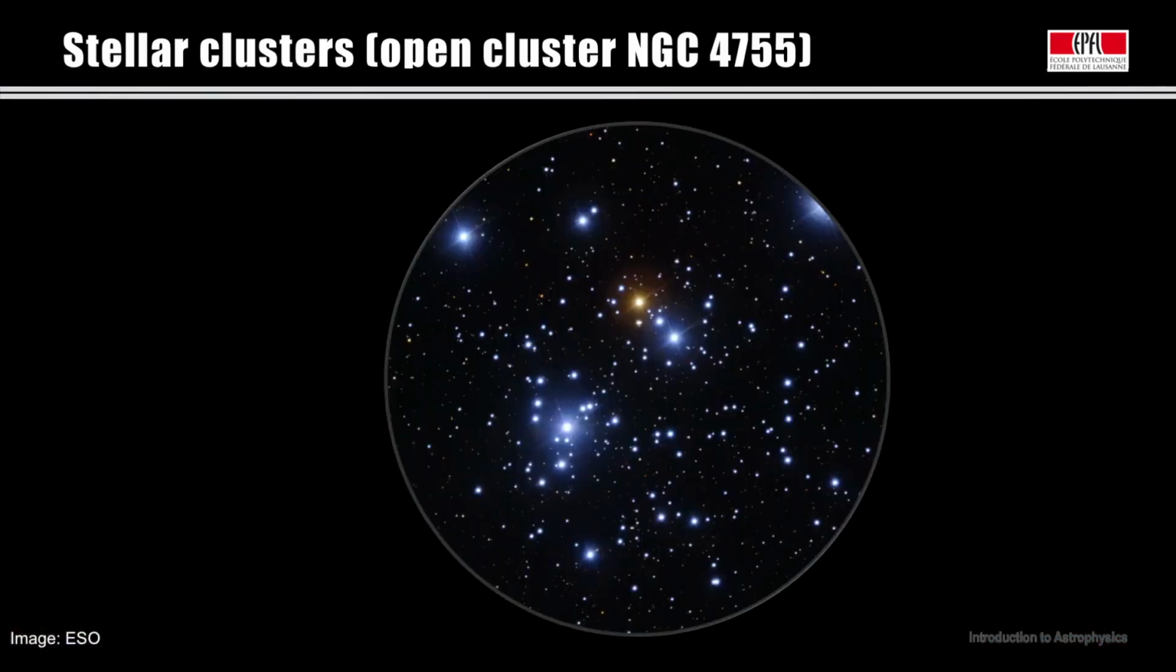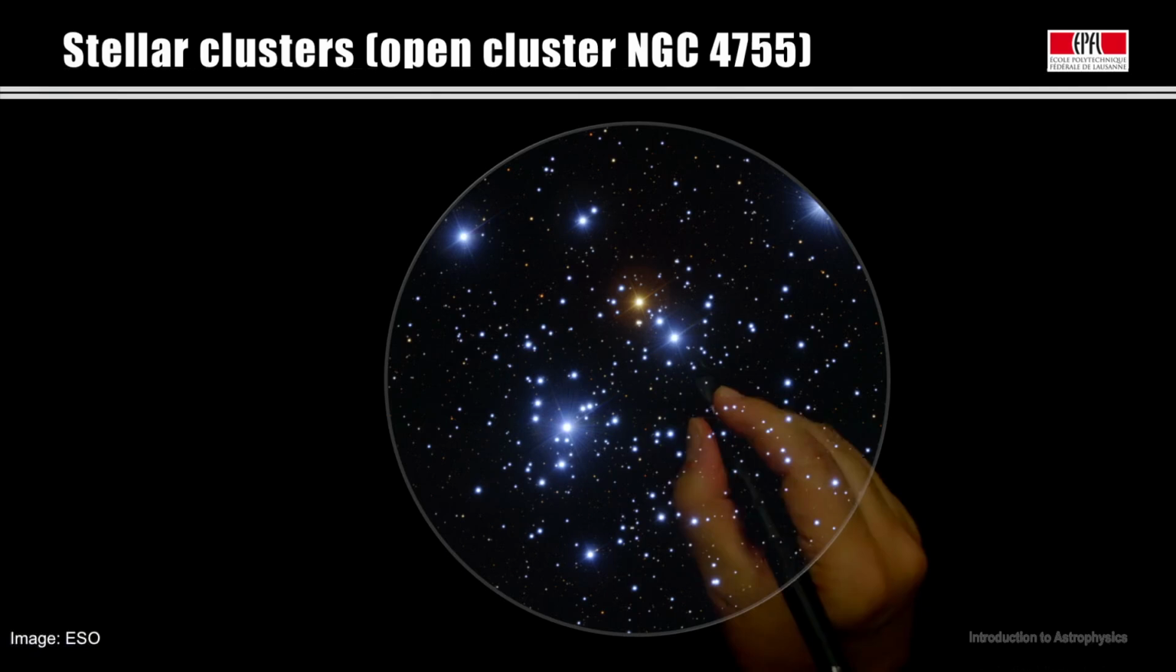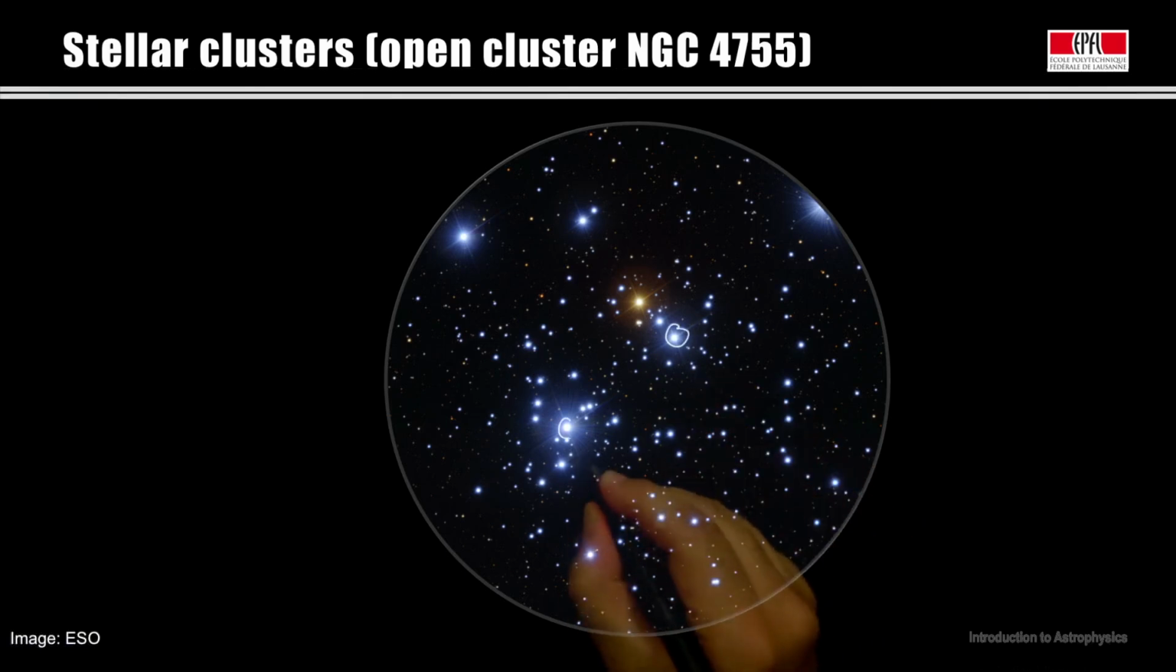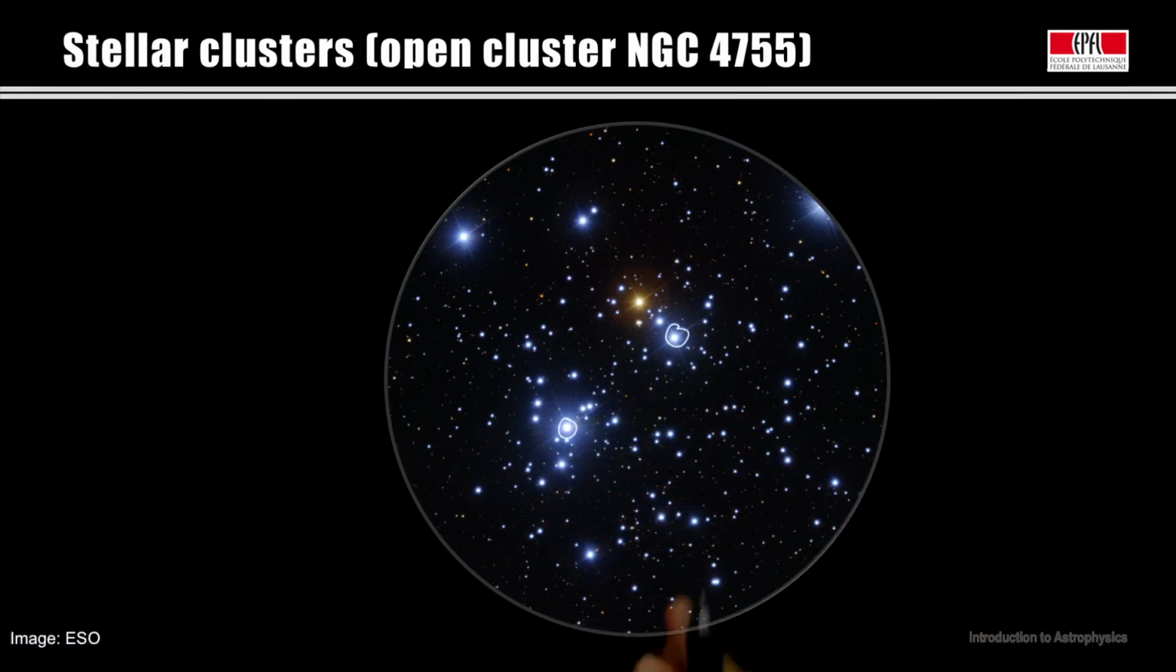We can, of course, imagine a situation where all the gas has been recycled into stars. It is usually the case in what we call open clusters. For example, we see here in NGC 4755 a variety of young stars, here and there. All the blue stars in this cluster are at the same distance from us. The stars in the cluster have approximately the same age.